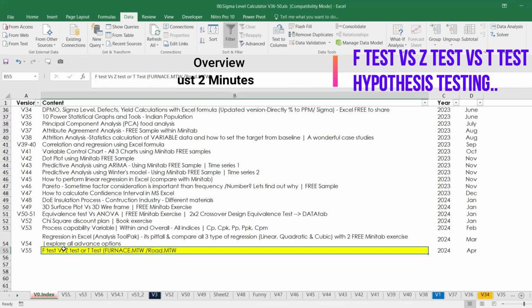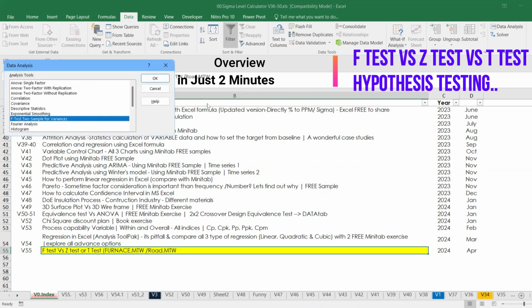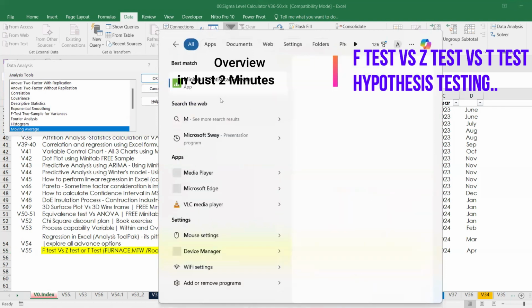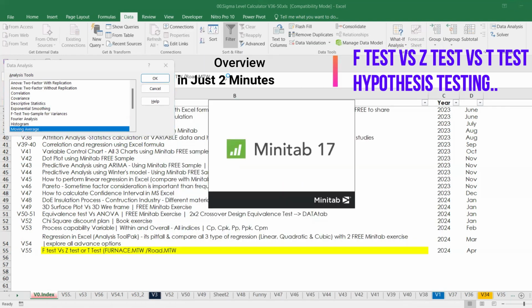F test is meant to find out the variances of two or more variables. For example, let's say input and output, if you want to find out how much variance there is, then you can use F test. You will find F test in Excel also. You can go to Data Analysis and find F-Test Two-Sample for Variances. In Minitab, you will not find the direct word F test, but you will find two sample variances. Similarly, Z test.